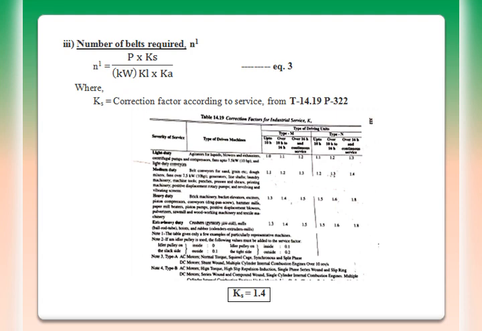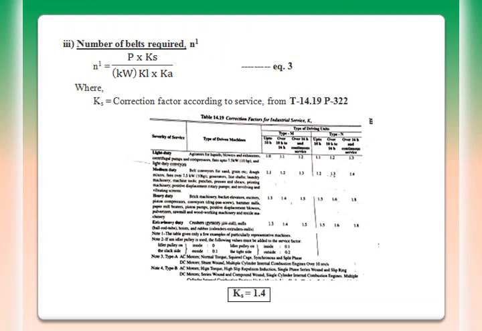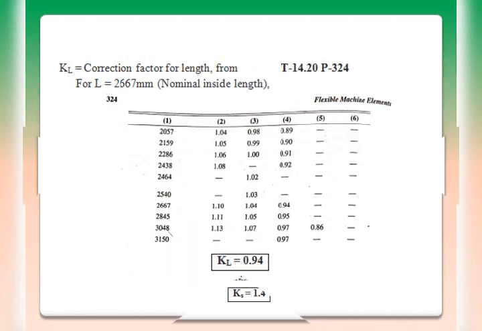Now the first unknown, K suffix S, by referring to table 14.19, page number 322, for heavy duty, 10 to 14 hours duty, we need to select the value of K suffix S, the service factor or correction factor according to service. K suffix S is equal to 1.4. This value we have to get.